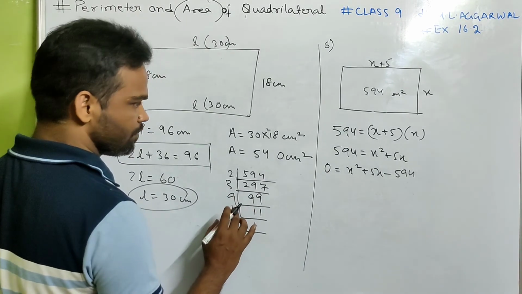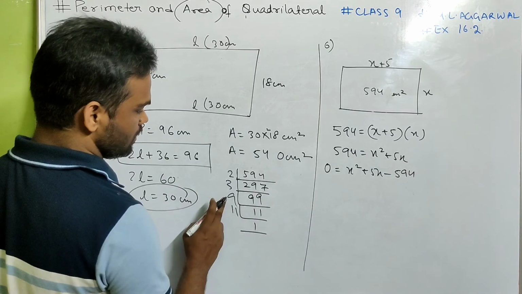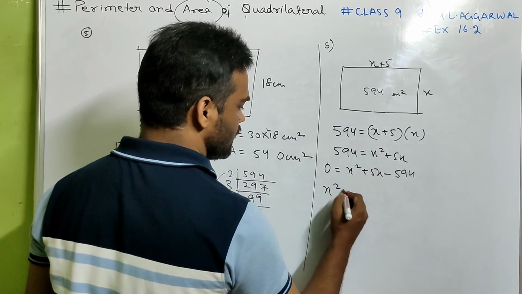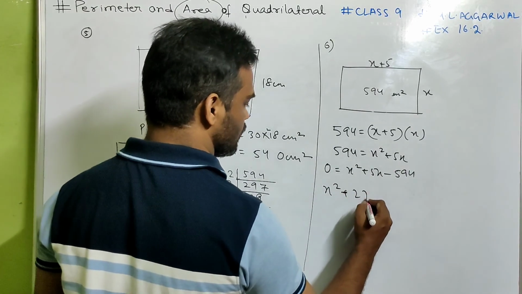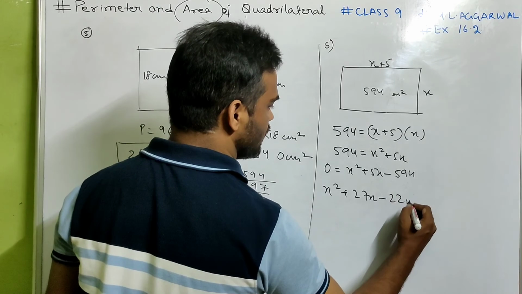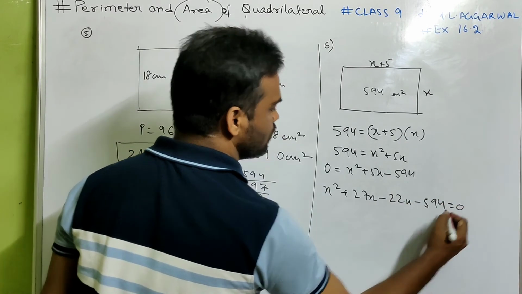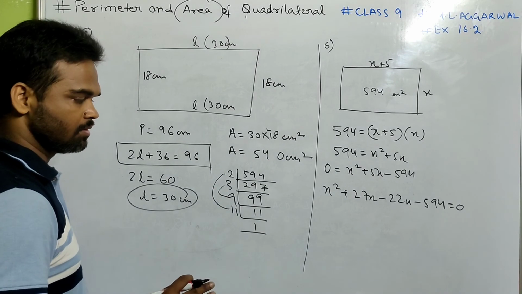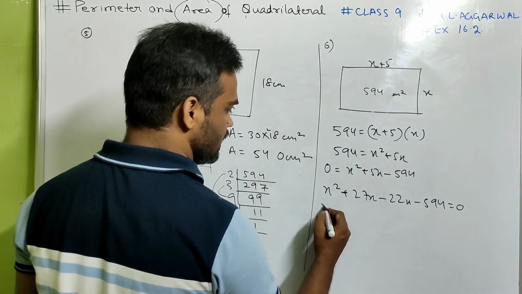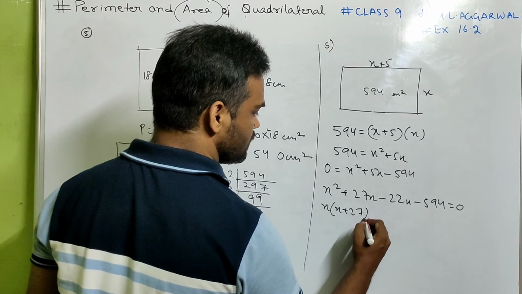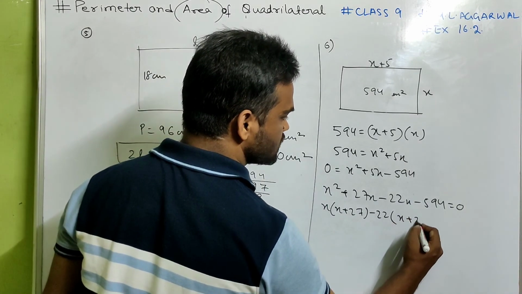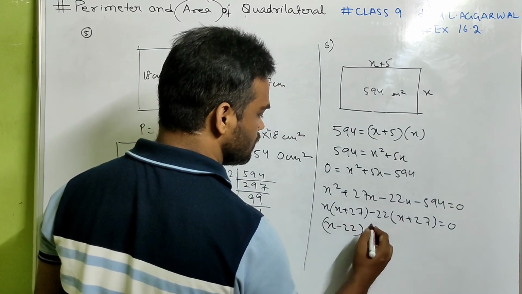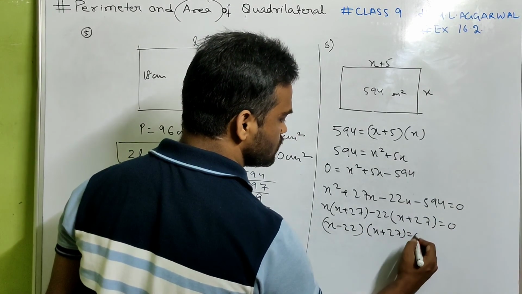Or rather we need 5. 27 minus 22. Yeah. So we got it. x square plus 27x minus 22x minus 594 equals to 0. Middle term factorization. We have done this. Okay. Now you take x common. So x plus 27. You take minus 22 common. So x plus 27 equals to 0. Which means x minus 22, x plus 27 equals to 0.